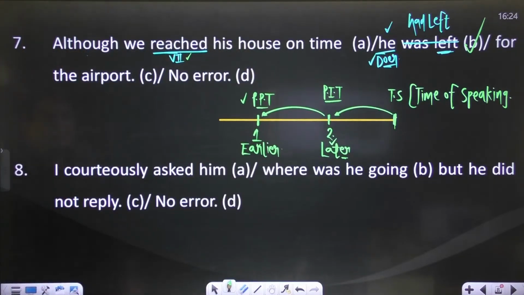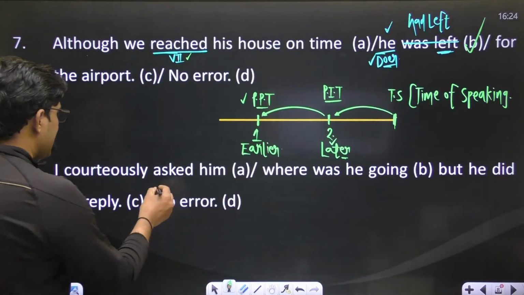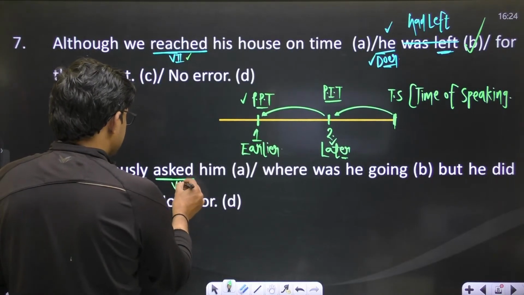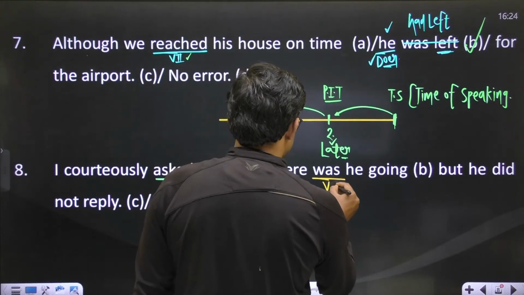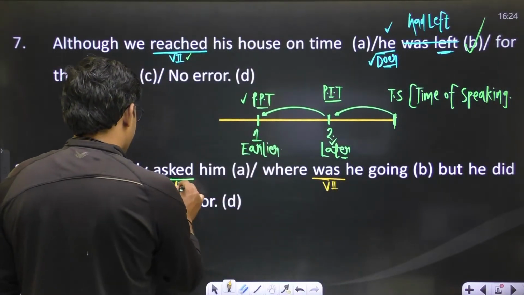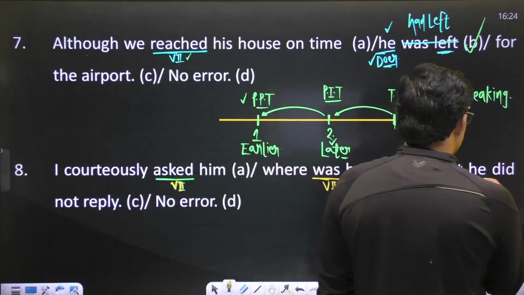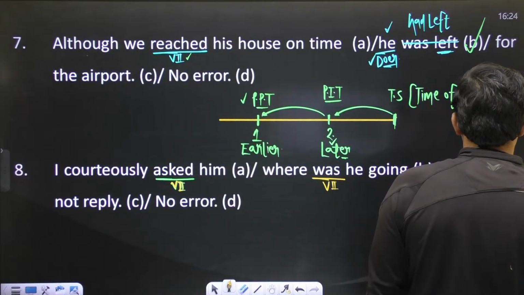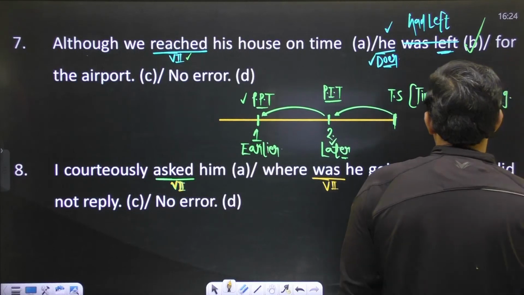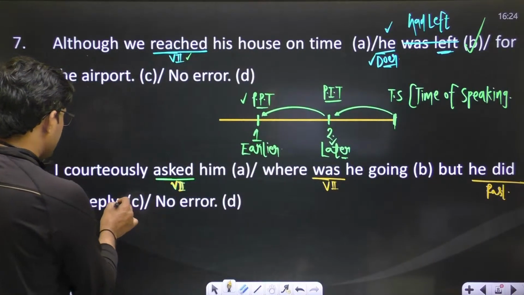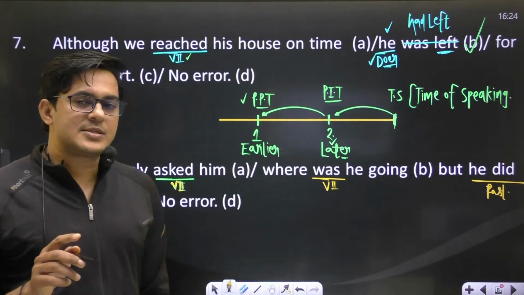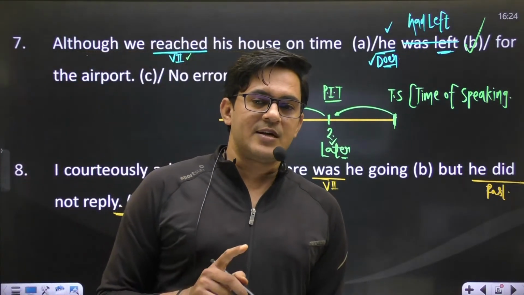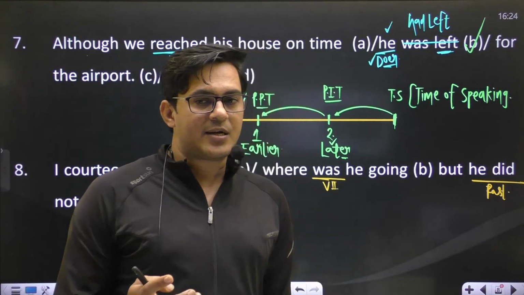Okay, I courteously asked him where was he going, but he did not reply. Again this clause is in past tense. This is also in past indefinite tense, and this, but he did not reply, is also in past indefinite tense, right? But make sure you have a full stop at the end of the sentence. So this sentence is assertive, an affirmative or assertive sentence.